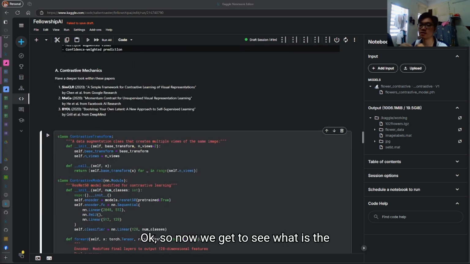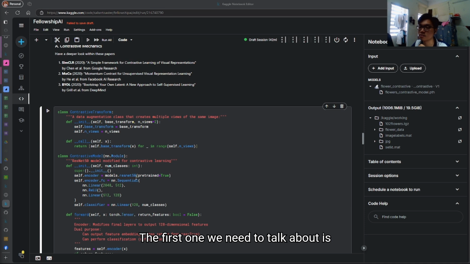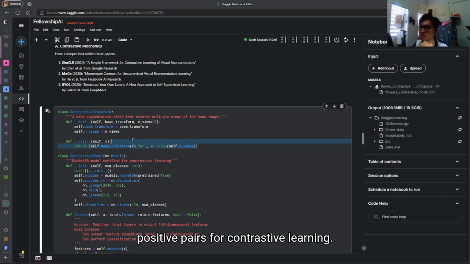Okay, so now we get to see what the contrastive mechanics in my pipeline look like. The first one we need to talk about is the contrastive transform. It's a data augmentation class that can create multiple views of the same image. It takes a base transform from the pre-train or fine-tuning or testing phase, and then creates n different augmented versions of each input image. And it is also used to create positive pairs for contrastive learning.